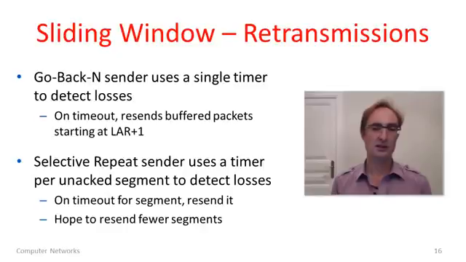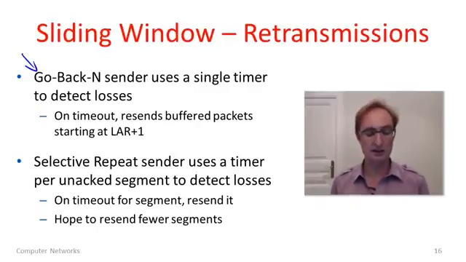Okay, so now we've seen the receiver a little bit. We've seen the sender in the normal case. We haven't seen the sender with retransmissions. What happens when there is loss? Well, this is what happens. In the case of the go-back-N sender, we can simply use a single timer to detect losses. If a segment is not acknowledged after some timeout, then we assume that it's lost. In that case, all segments after it will have been thrown away by the receiver. So we simply start resending the buffered packets from LAR+1, the next acknowledgement which we wanted to receive.